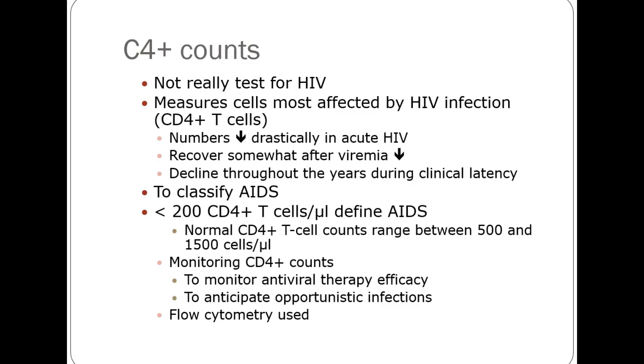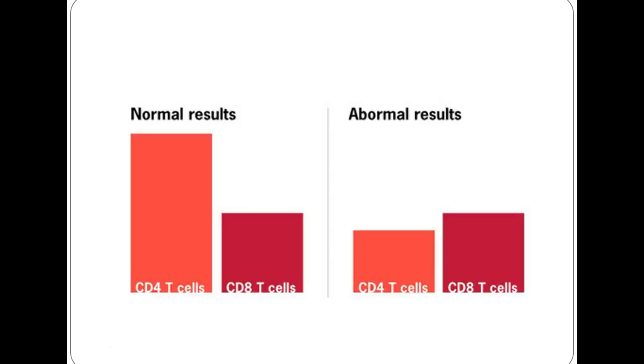Normal CD4 T cell counts are between 500 and 1500, so less than 200 is pretty low. So we monitor those CD4 counts to monitor antiviral therapy effectiveness and to anticipate opportunistic infections. Once those start getting pretty low, we probably start seeing some infections that are going to start to occur. Usually you can see about a 2-to-1 CD4 T cell to CD8 T cell ratio. Remember the T4 helpers, CD8 are suppressors. So once you start to see the CD8s become higher than the CD4, now you've got more suppression than helping, and you're in an immunodeficiency type of syndrome state.